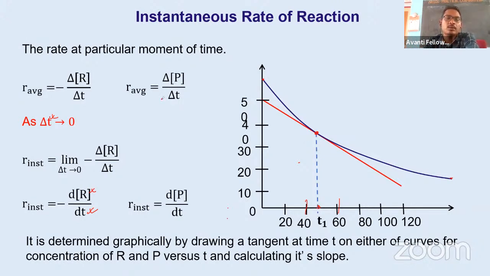Or, as you perhaps study in differentiation, if you differentiate the product or reactant with respect to time, then you can find its rate at a particular time. Everyone understood this? So from the graph, we can find it like this. I hope you understood the difference between average and instantaneous.